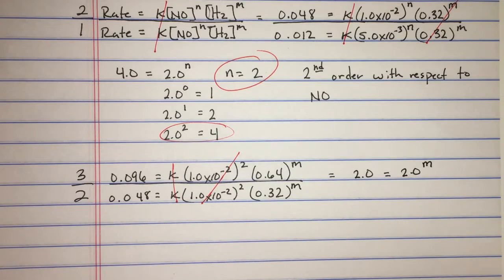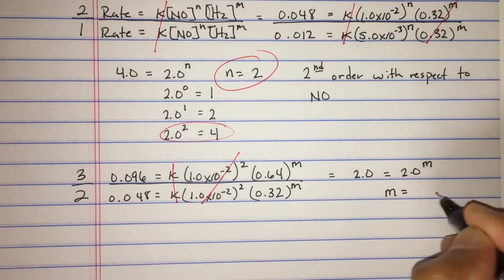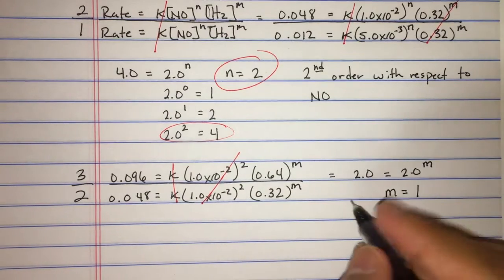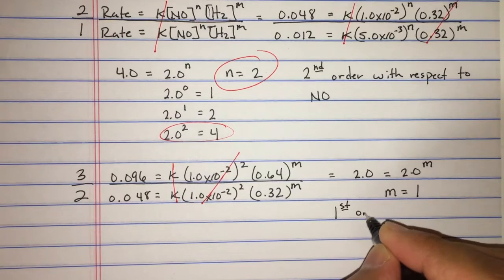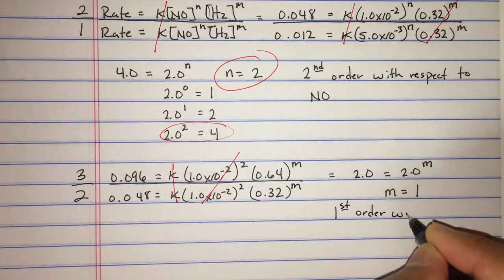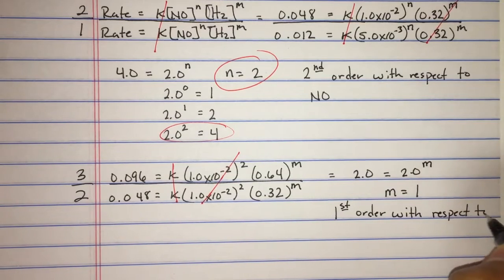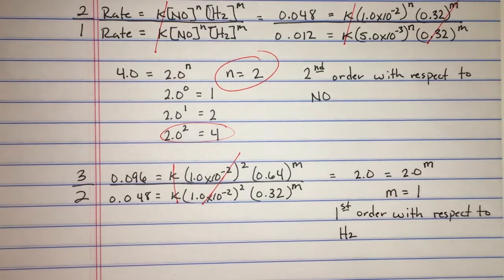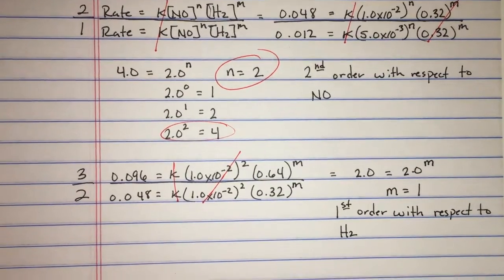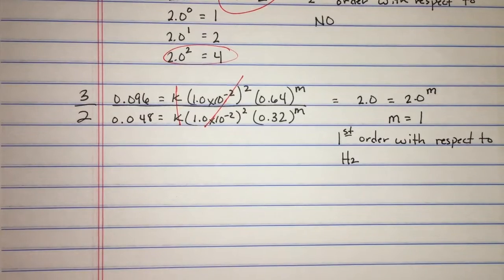And so again, just by inspection, m, of course, has to equal 1. So we can say that the reaction is first order with respect to hydrogen. Okay, so let's go ahead and put all that together.